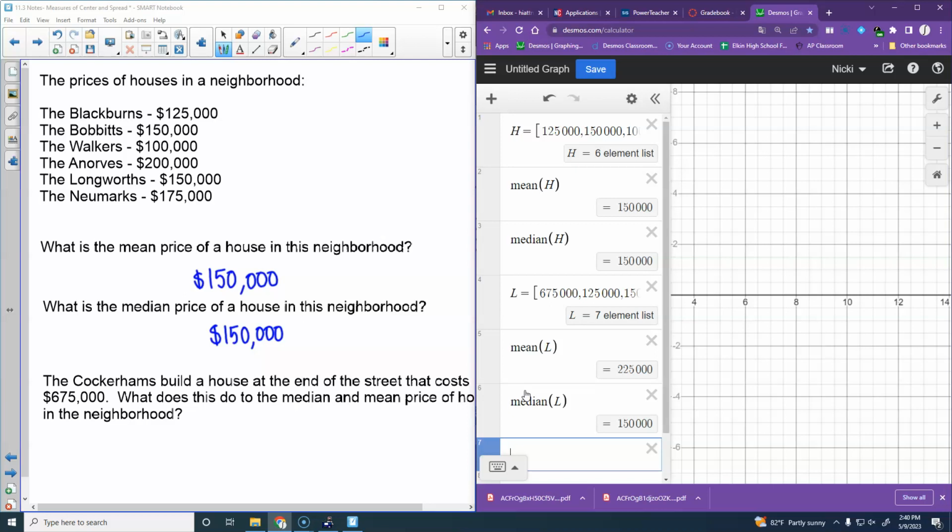Okay, now when we look at this, what happened? Our mean price increased by 75,000. What about the median? It stayed the same. So let's write that down. Mean increased by 75,000. Median stayed the same.